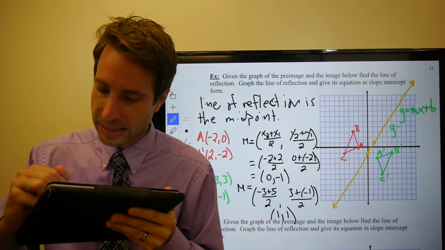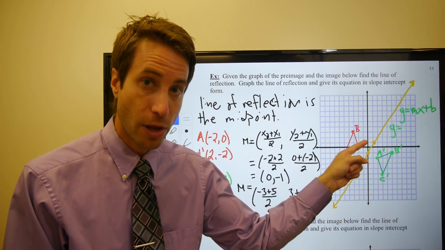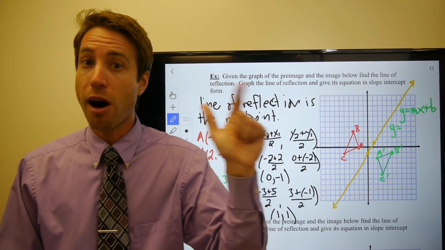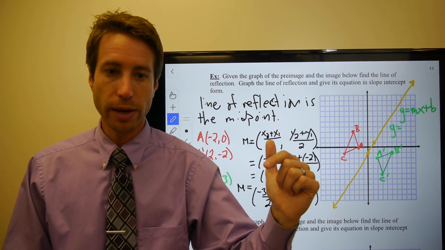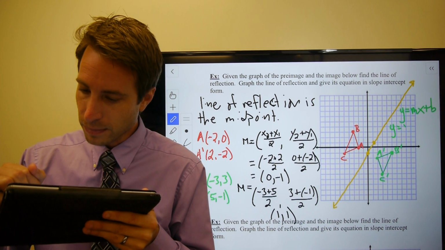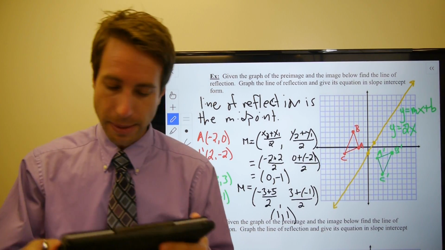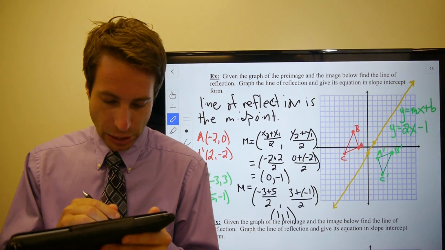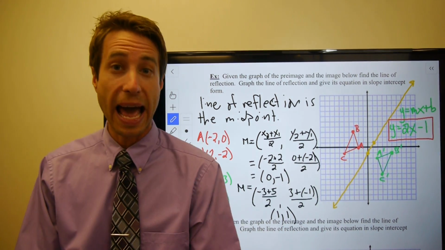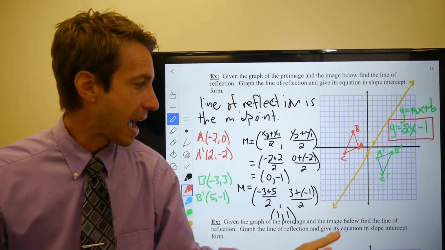We have y is equal to rise over run. I'm going up 1, 2, over 1. So it's rise of 2, run of 1, 2 divided by 1, 2. So my slope is 2, that's m. So 2x. Now I just need my y-intercept. My y-intercept is at -1. So the equation for my line of reflection is y equals 2x minus 1. That is the equation, slope-intercept form, for that line of reflection.